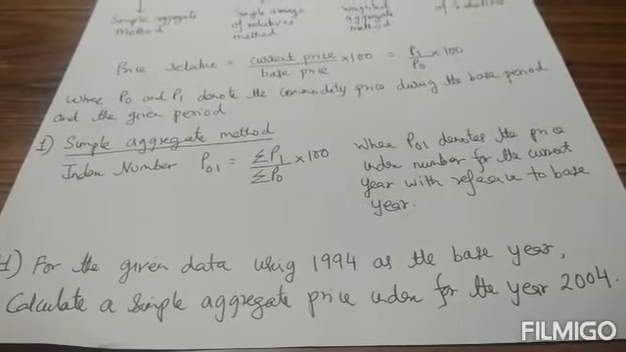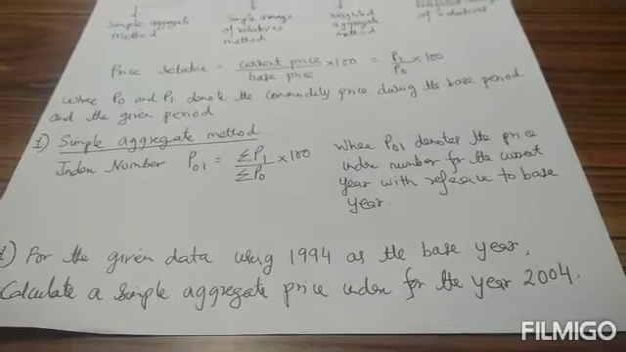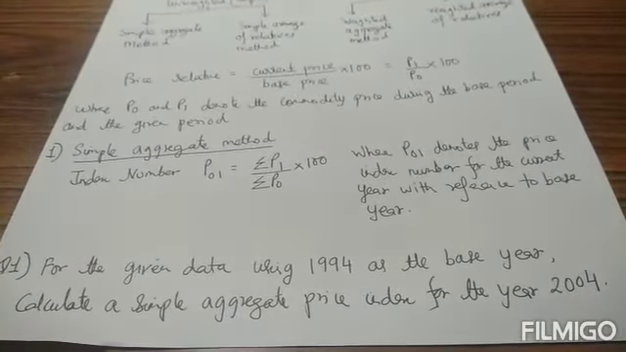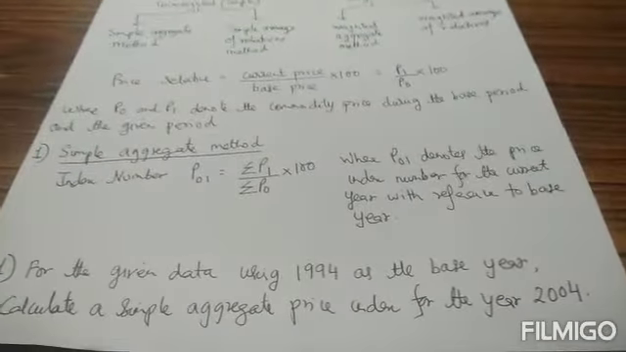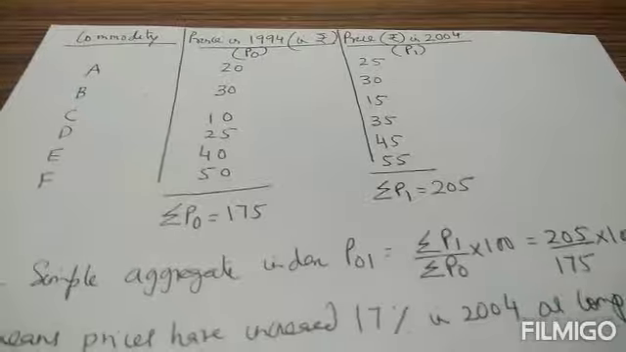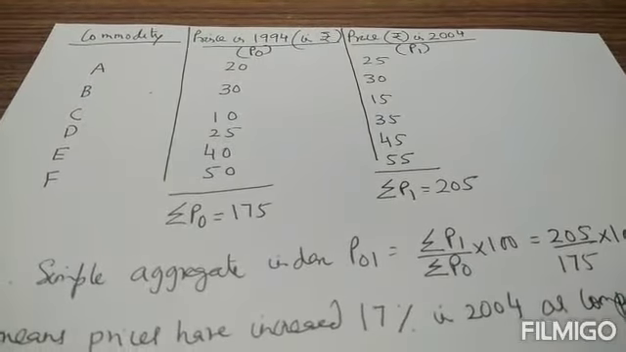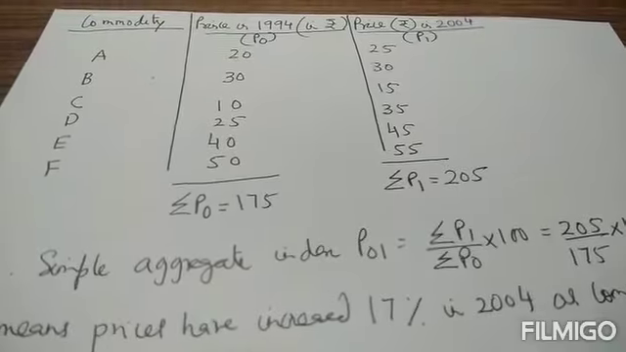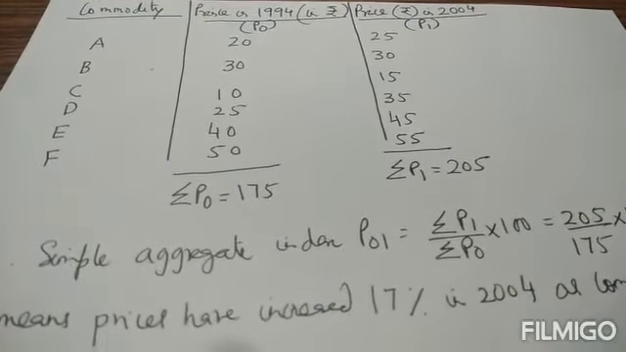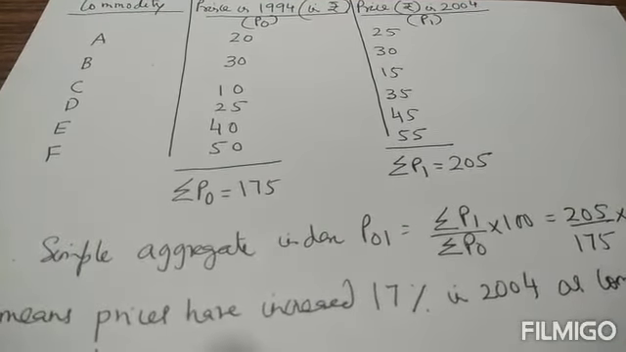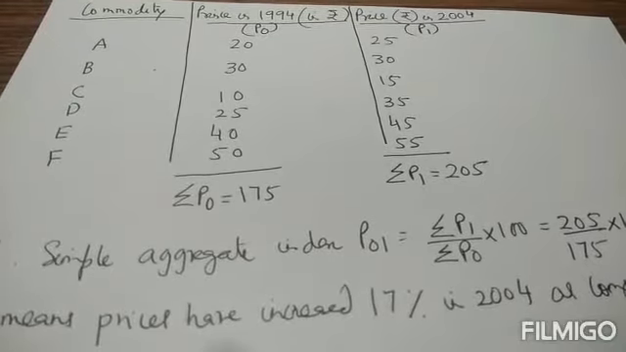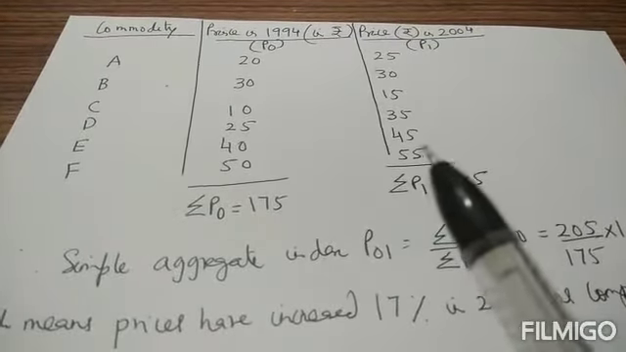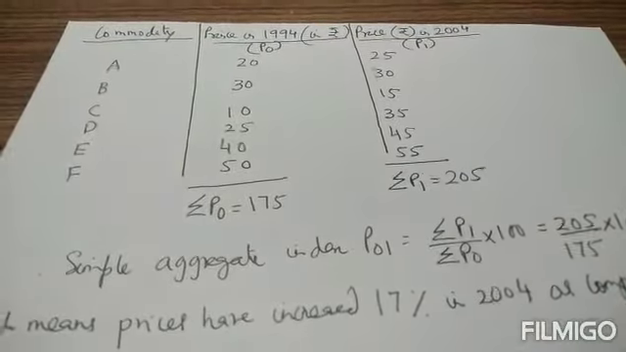Question number 1. For the given data, using 1994 as the base year, calculate a simple aggregate price index for the year 2004. Now, we have commodities A, B, C, D, E, F. Price in 1994 in rupees: 20, 30, 10, 25, 40, 50. Price in rupees in 2004: 25, 30, 15, 35, 45, 55.